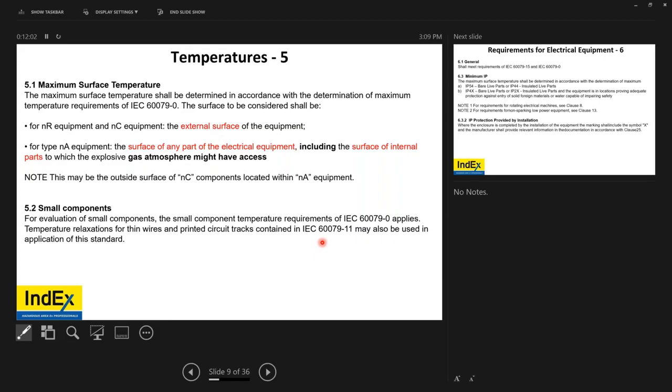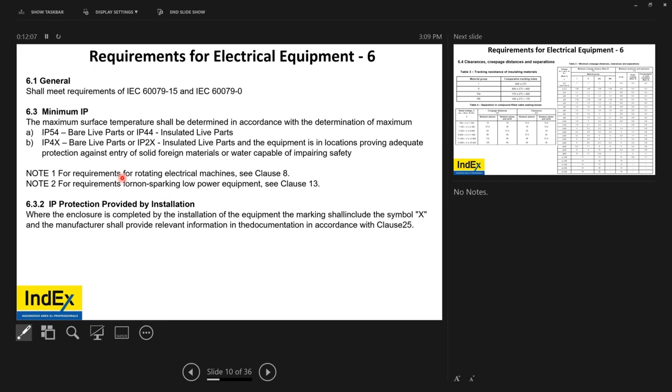Now, IP ratings have completely been removed from Edition 5, but in Edition 4, minimum IP 54 for bare live parts or 44. The interesting one was IP 4X or 2X for insulated parts, and the equipment is in locations providing adequate protection against entry of solid form materials or water capable of impairing safety. That's a big run-on sentence that I feel would be difficult to assess. Now, then there's clause 8 and clause 13. What for? Rotating motors and for non-sparking low power equipment.